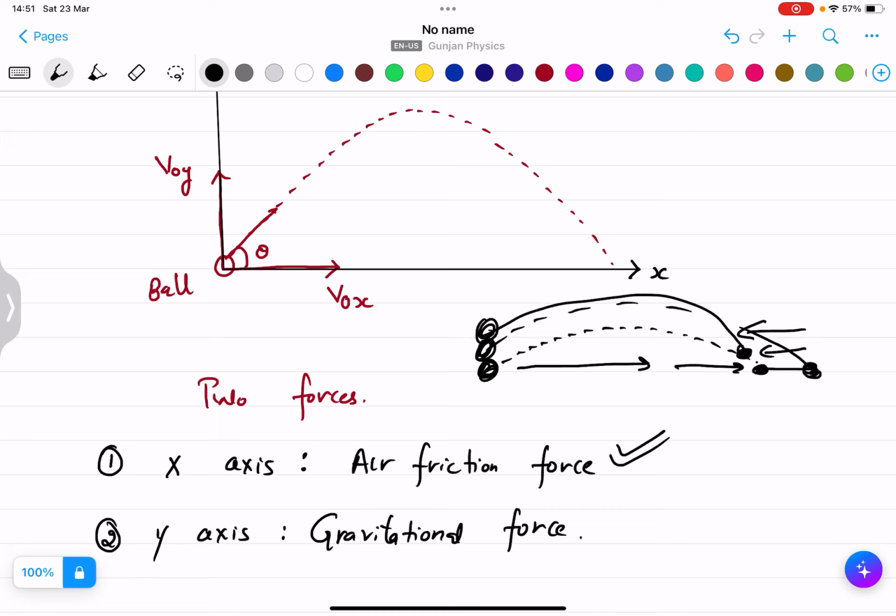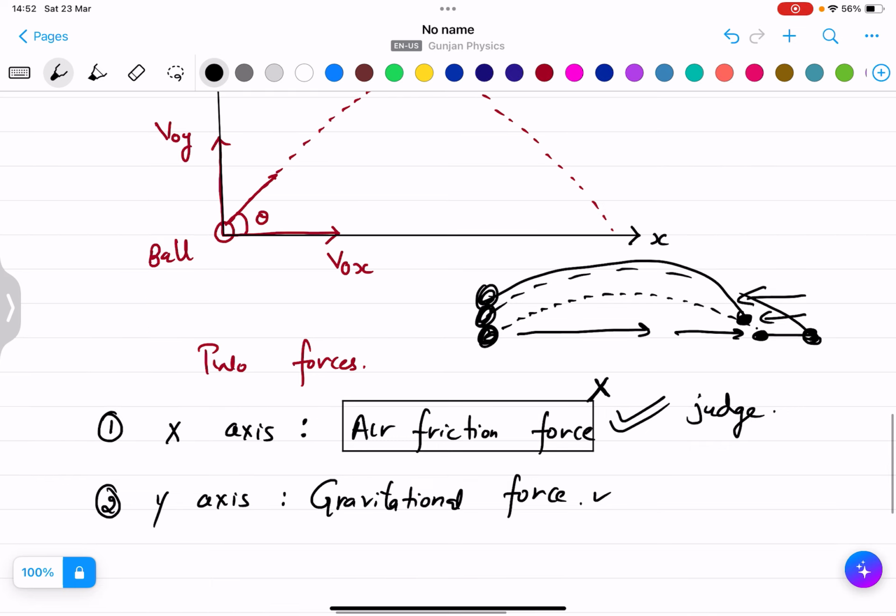So we cannot judge how far the ball will go, right? Due to this air friction force, we cannot judge because we cannot measure the direction of the wind, the speed of the wind, okay, while doing the projectile motion. So in this case we neglect this air friction force because we need to do some derivations on projectile. So what we will do, we will neglect this air friction force because every time it is changing, right? So we are neglecting this, and we will consider only the gravitational force, right?